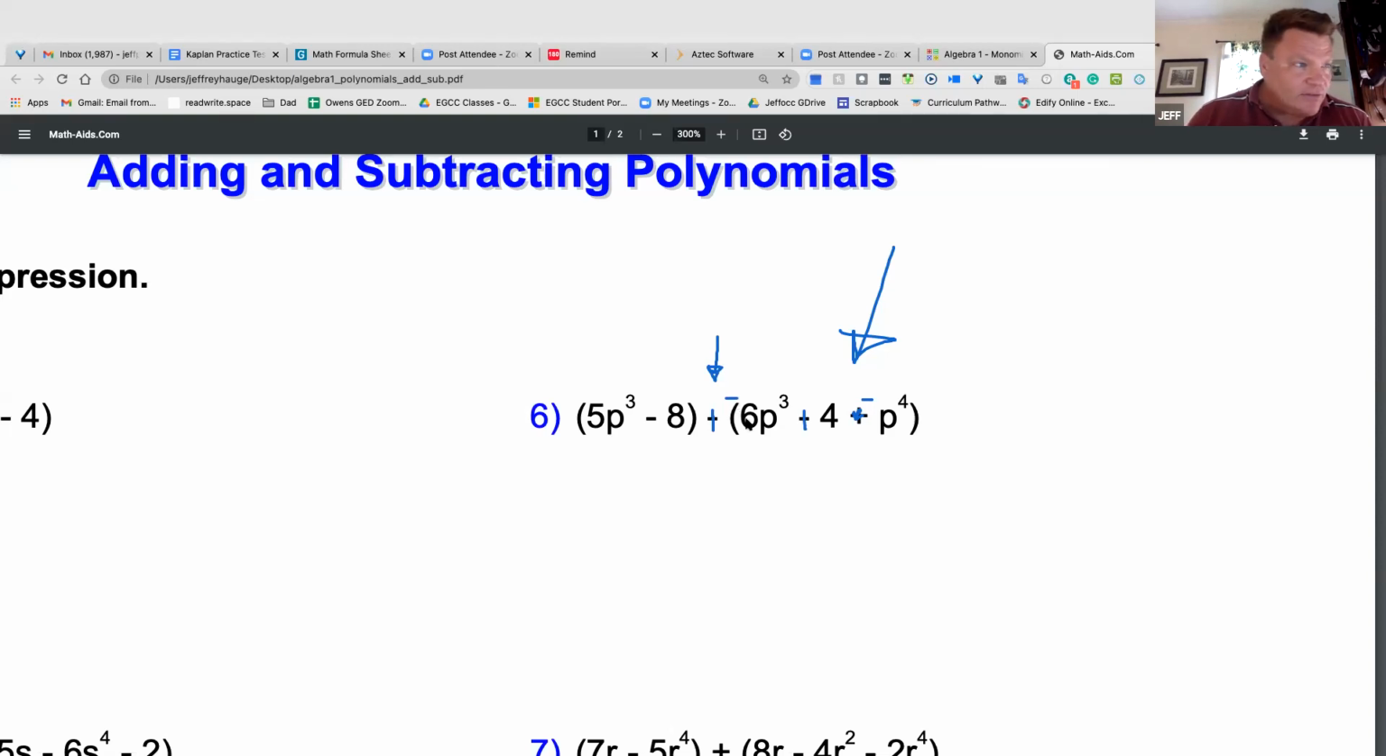So now this becomes negative 6P3. This becomes positive 4 and this becomes negative P4. And now we seat them. Okay, so we're in charge of this wedding. So we're looking for the P3 family, P to the third. Found them. That's them. So I put that here.